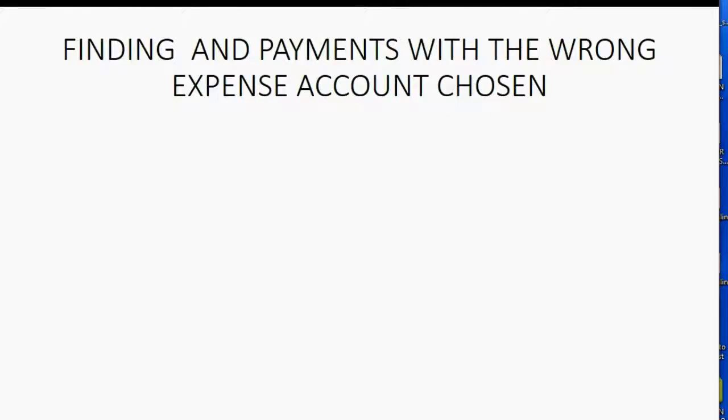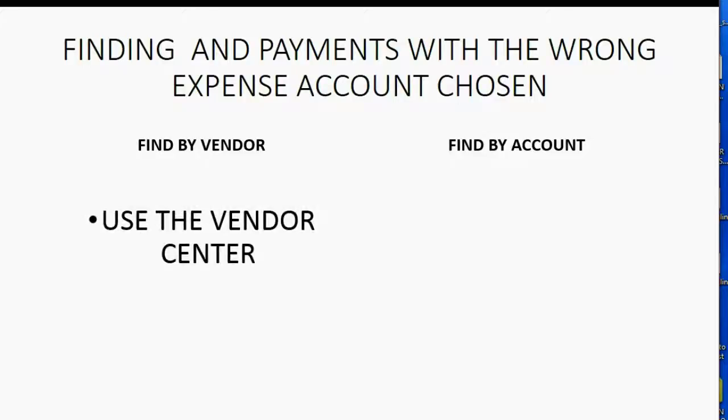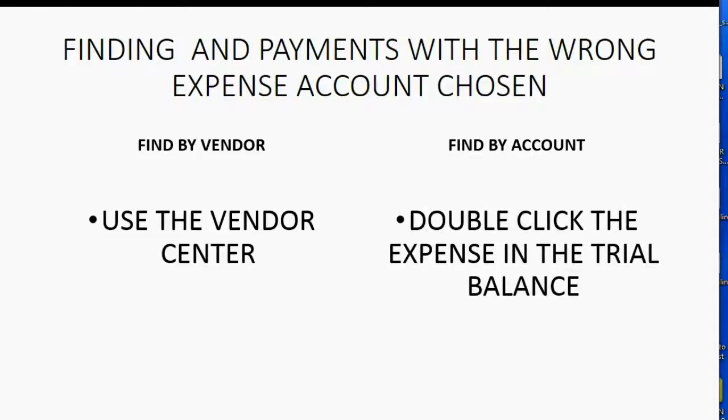Finding payments with the wrong expense account chosen can be done in two ways. You could find by vendor, or you could find by account. If you find by vendor, you can use the vendor center like we showed you in an earlier video. The better way to do it is to double-click each expense and make sure that the correct vendor is chosen for each expense and the correct expense is chosen for each vendor. Let's take a brief look at the vendor center one more time.